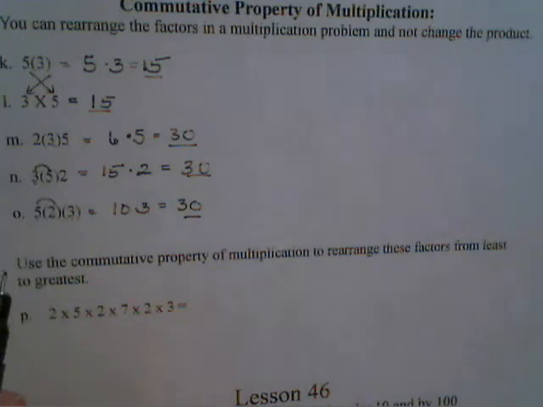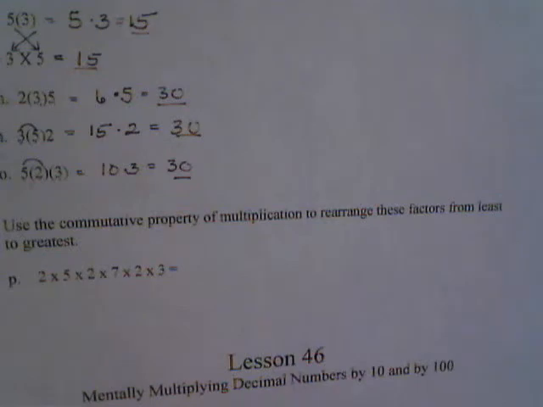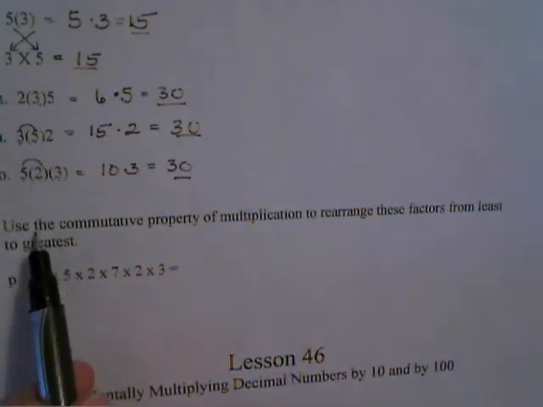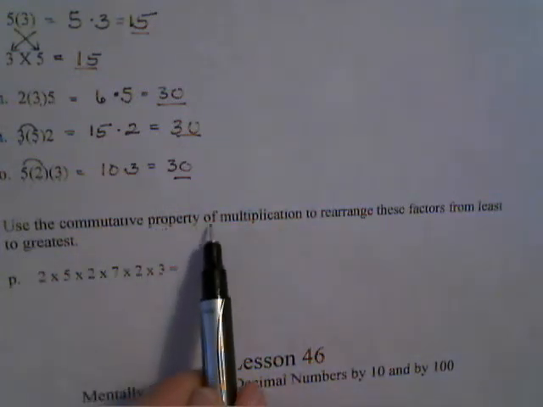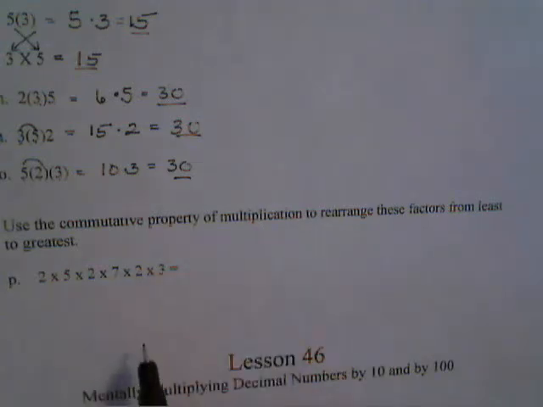So all of these came out the same because I'm multiplying the same exact numbers together, just in a different order. So one of the things you're going to be asked to do for this lesson is to use the commutative property of multiplication to rearrange these factors from least to greatest.